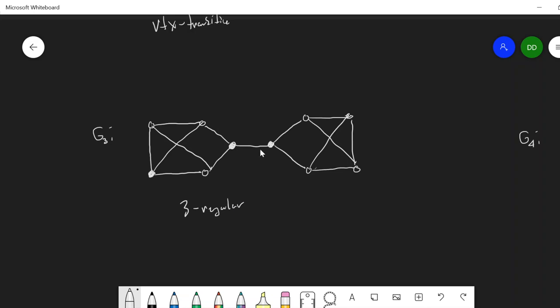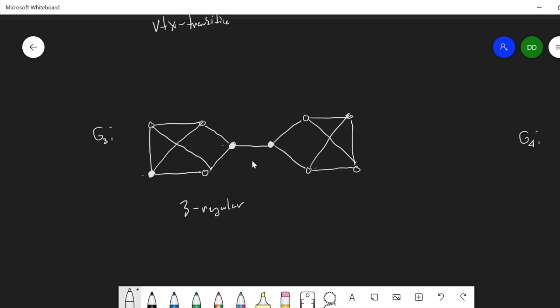And so that just goes to show that this vertex here is not in the same orbit as this vertex here. There's no automorphism that can possibly send this one to that one because one is incident with a bridge and the other is not. Incident with a bridge is an example of a structural property of the graph.